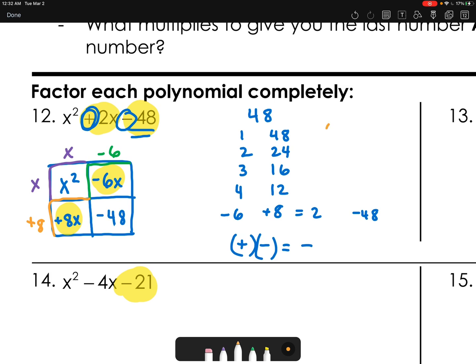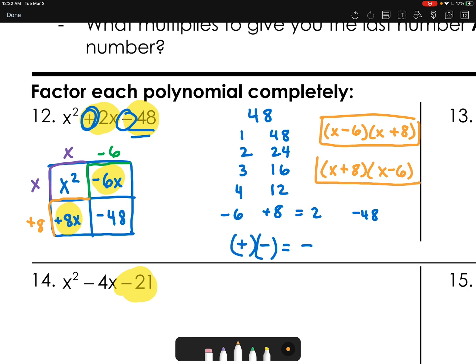So my sets of parentheses here would be x minus 6 and x plus 8. It does not matter which order you do it in, it just matters that your signs match. So if you said x plus 8 and x minus 6, this is totally okay too. Both are right.